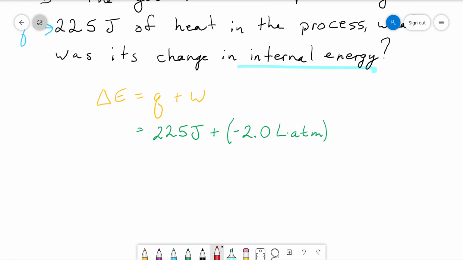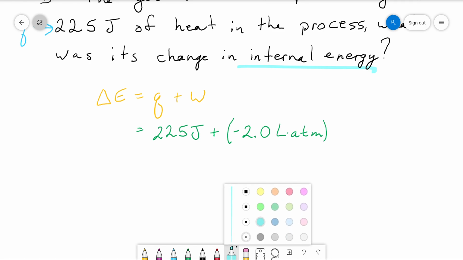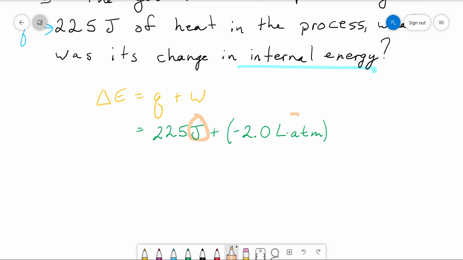Cannot add joules and liter atmospheres, okay? You have to have the same unit if you want to add numbers. So we cannot add that to that. That's a no-no, okay? So, simple way to fix that, just throw in a conversion factor. 101.3 joules. And I think I said 101 the other day in a different video. Doesn't matter. 101.3 will still end up with the same answer to the correct number of sig figs.